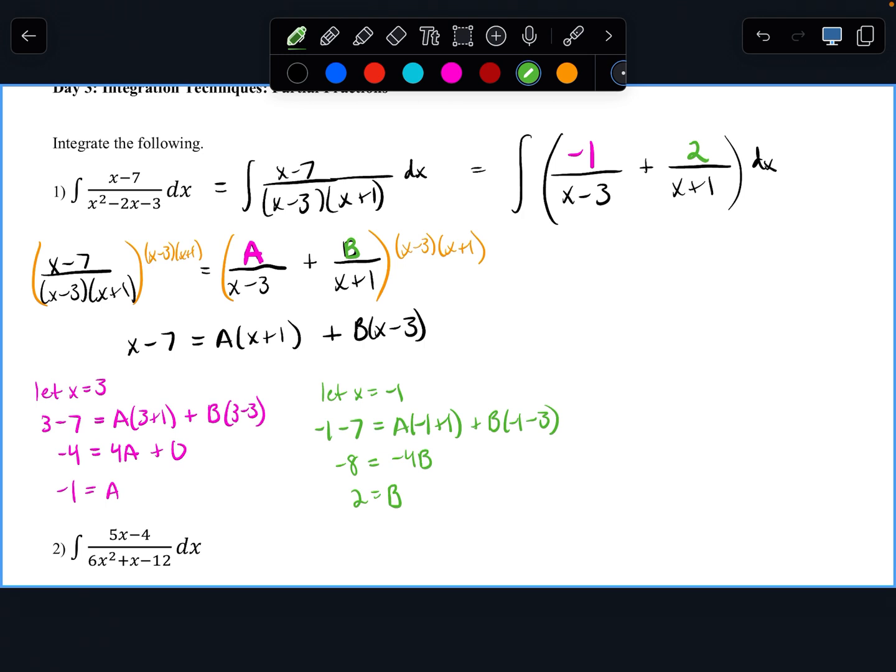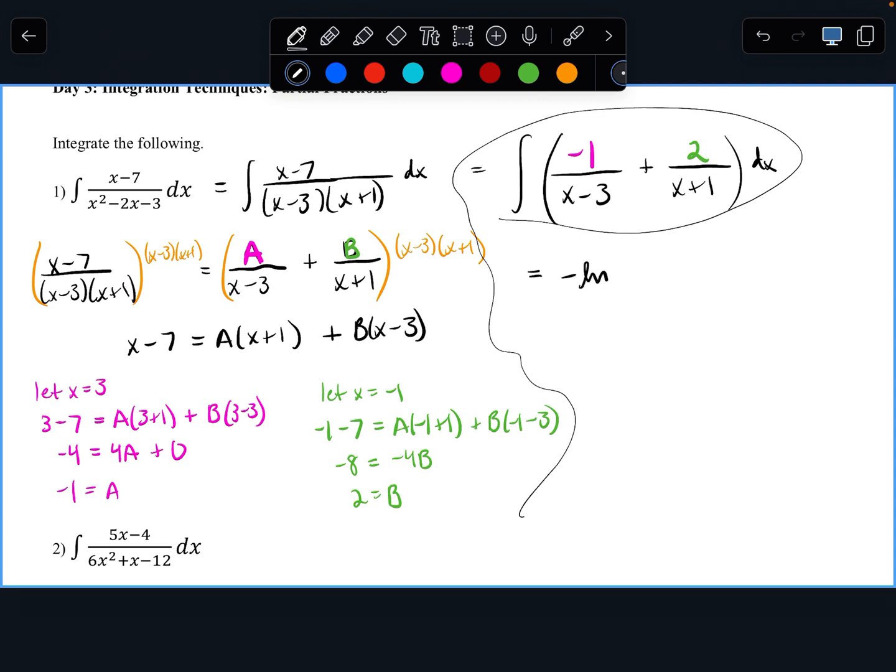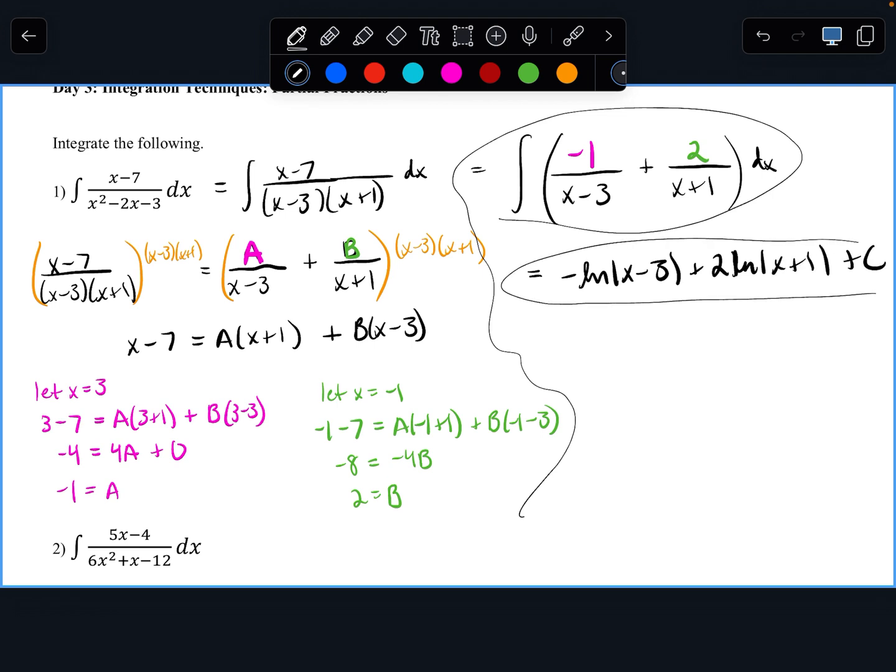So to integrate this, you would get negative natural log absolute value of x minus 3 plus 2 natural log absolute value of x plus 1 plus c. And then you're done. Most of the work isn't even in integrating. It's just getting into the form. And then you're just natural logging with whatever numbers are on the numerator. So this is the negative 1, and here's the 2.